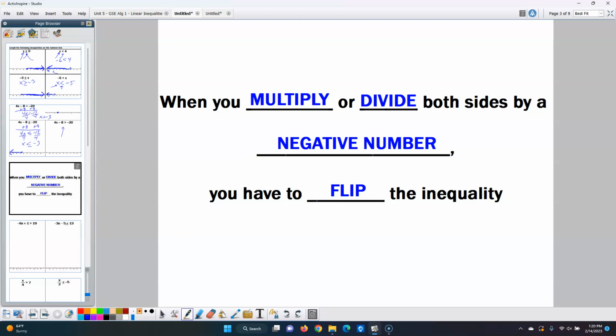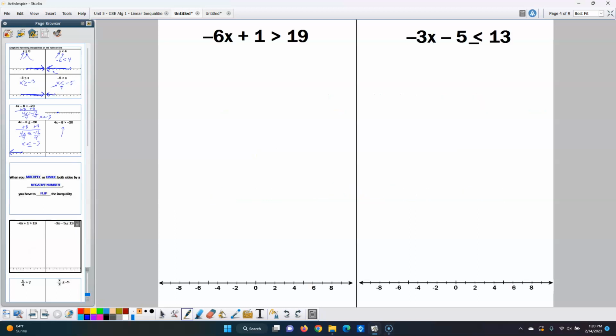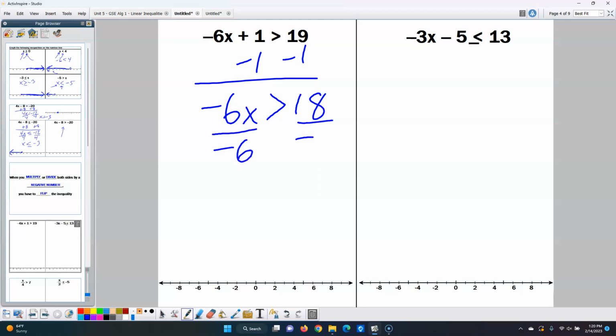Something that's very important: when you multiply or divide both sides by a negative number, you have to flip the inequality. So when I'm given something like this, I'm going to solve it the same way. I'm going to subtract 1. That's -6x is greater than 18. Nothing's changed so far until I divide by this negative number right here. When I divide by that negative number, that's telling me I need to flip that sign. So now I've got an open dot at -3, and I'm going to shade this direction.